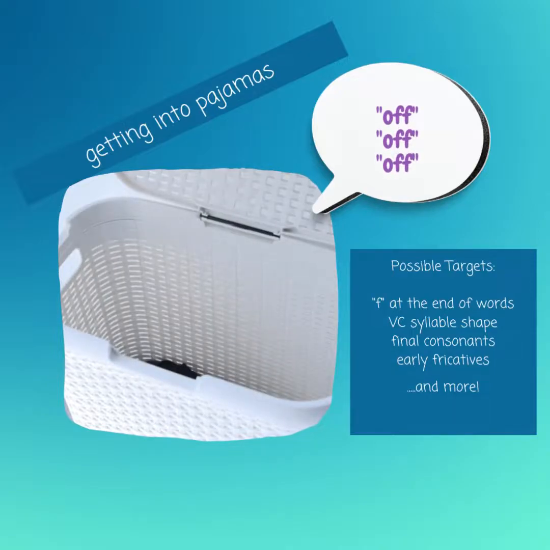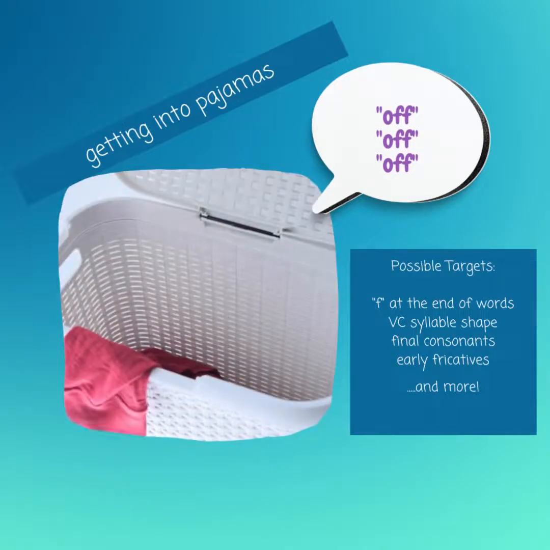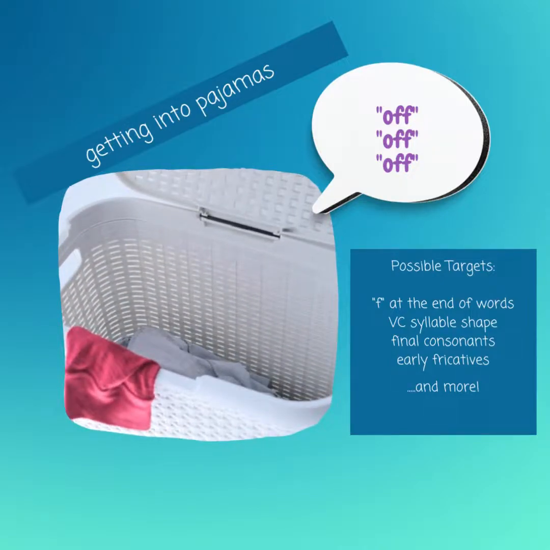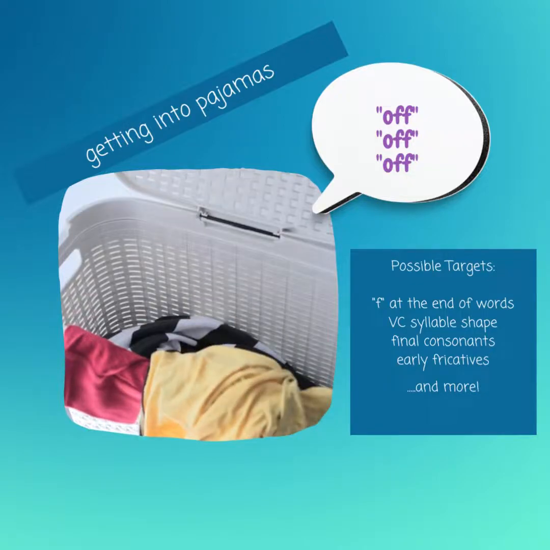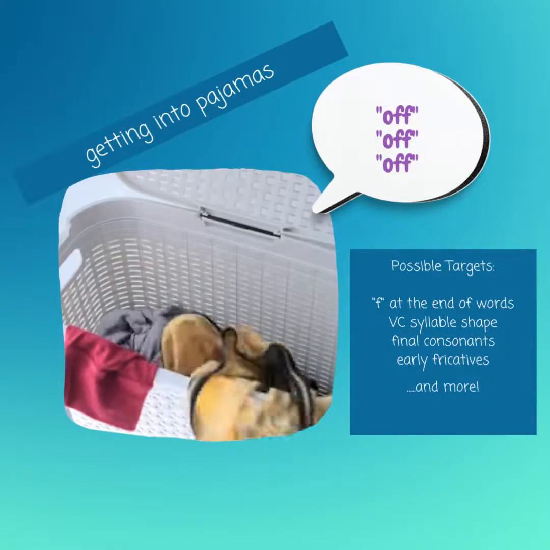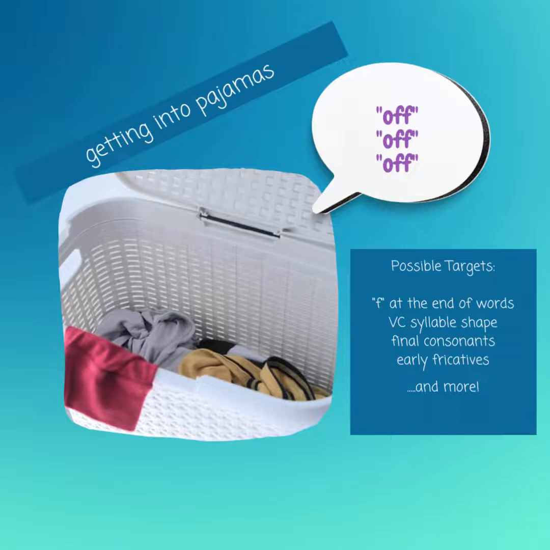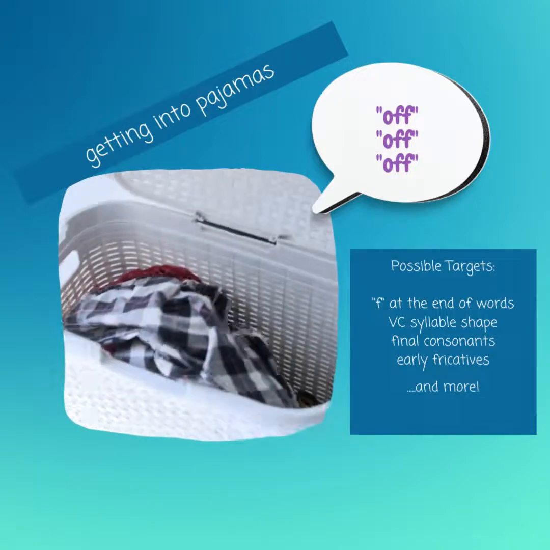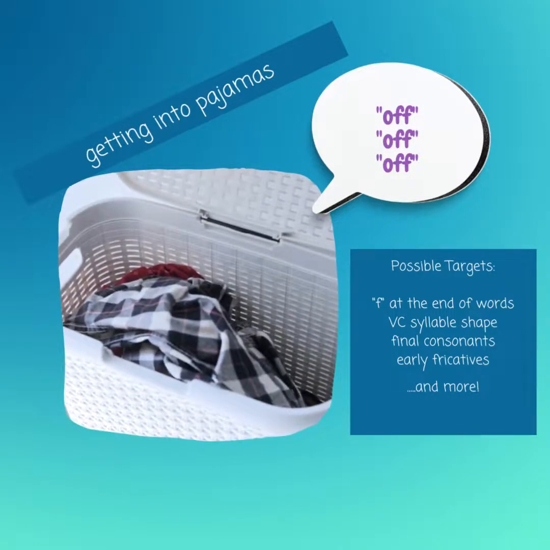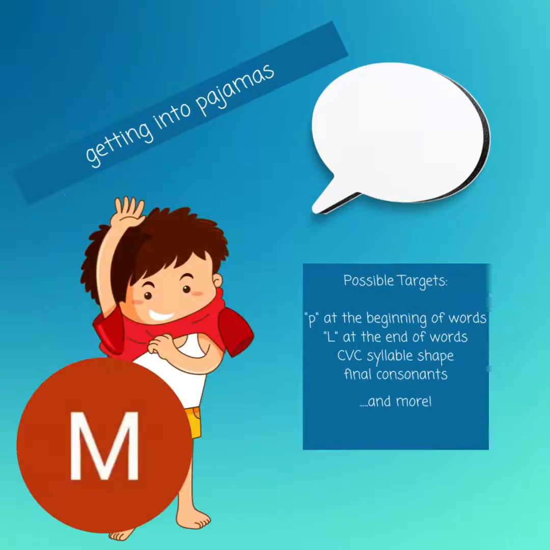Getting undressed at the end of the day, you might choose to say the word "off" every single time an article of clothing gets taken off. That would be great if you're working on F at the end of words, or vowel-consonant syllable shapes, or final consonants, or early fricatives. If you don't know what a fricative is, ask your child's SLP. And there could be more, obviously, for that task.